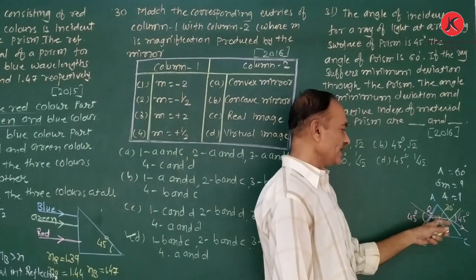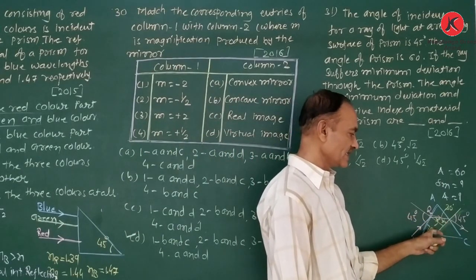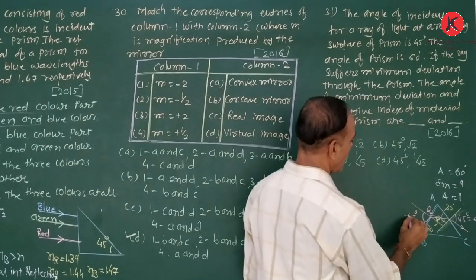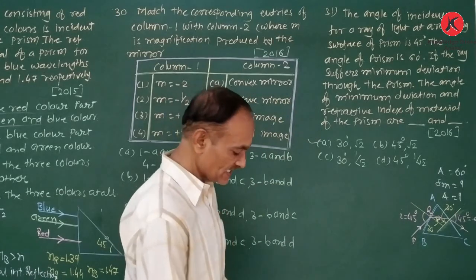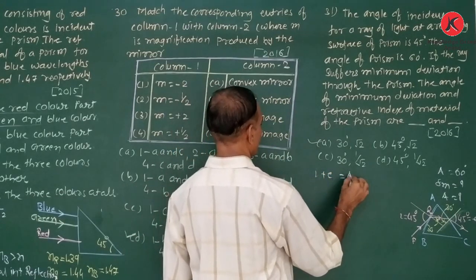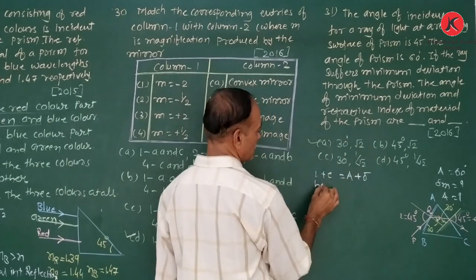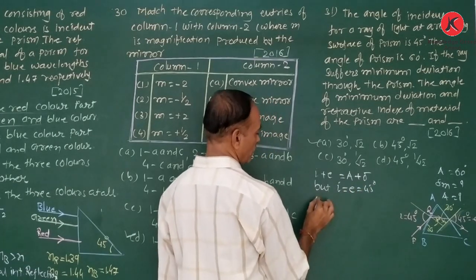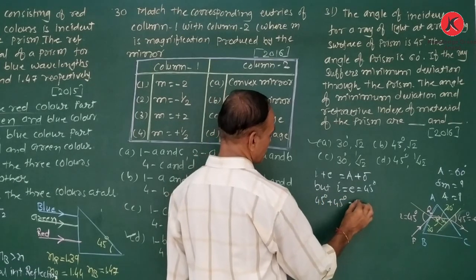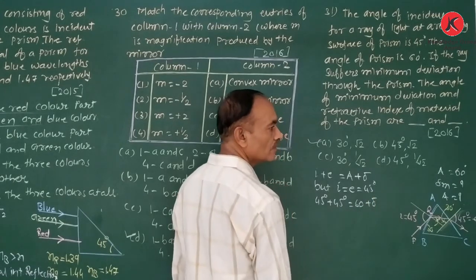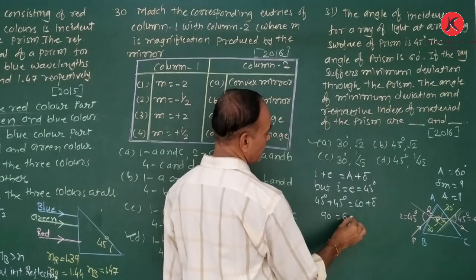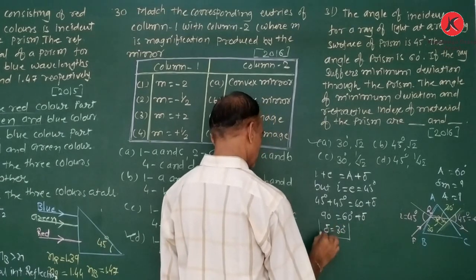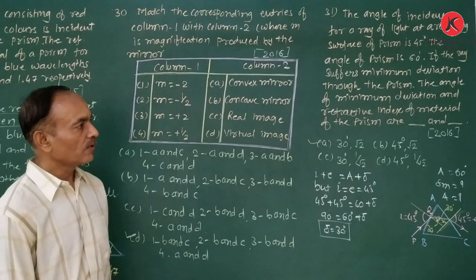So angle of incidence is 45, angle of refraction is 30. Here at 30 degree it is incident, and at 45 degree is the angle of emergence, coming out from the prism. So we know that I plus E is equal to A plus delta. But I is equal to E is equal to 45, A is 60. Therefore, 45 plus 45 is equal to 60 plus delta M. Therefore, 90 is equal to 60 plus delta. Therefore, delta is equal to 30 degree. Thus, we find the minimum deviation for this given prism.